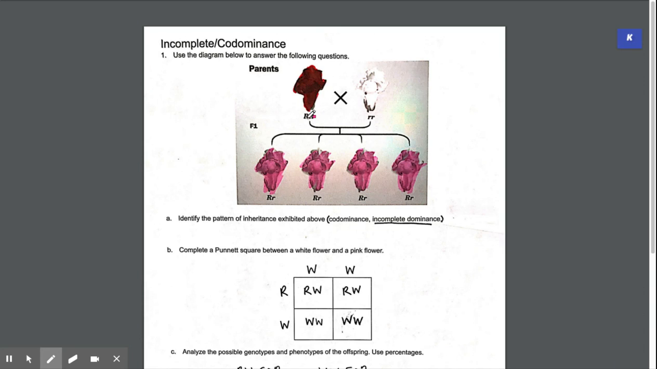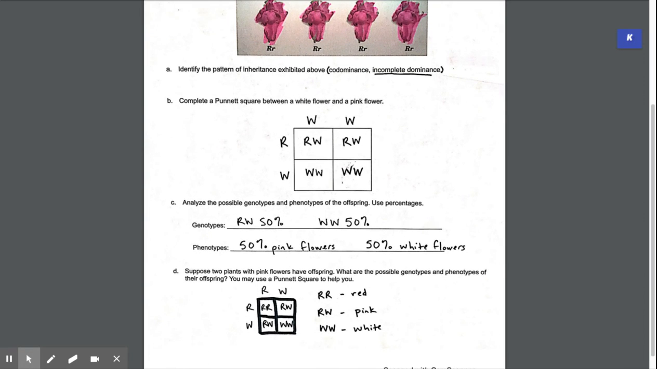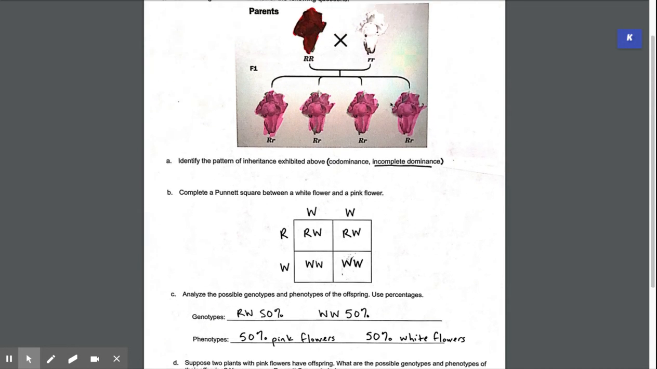Please note that this example uses different letters than my previous video, and that's okay. There are lots of different ways to do these examples, and lots of different ways to represent this particular process of incomplete dominance. So don't get hung up on the lettering. Let's look at the examples.